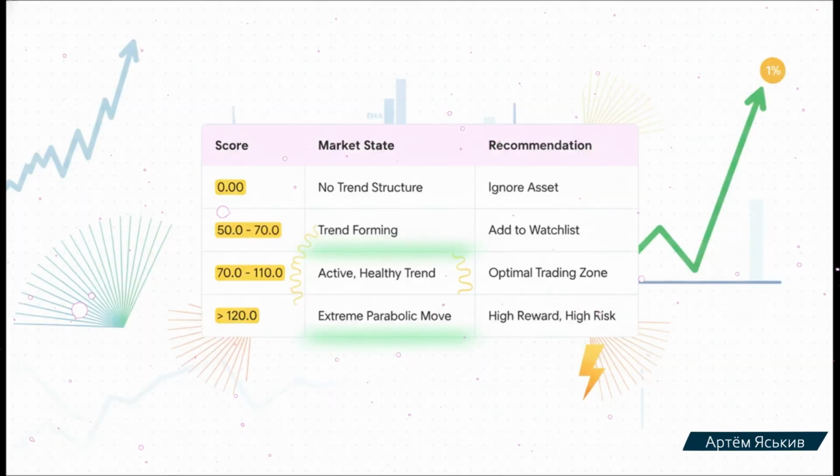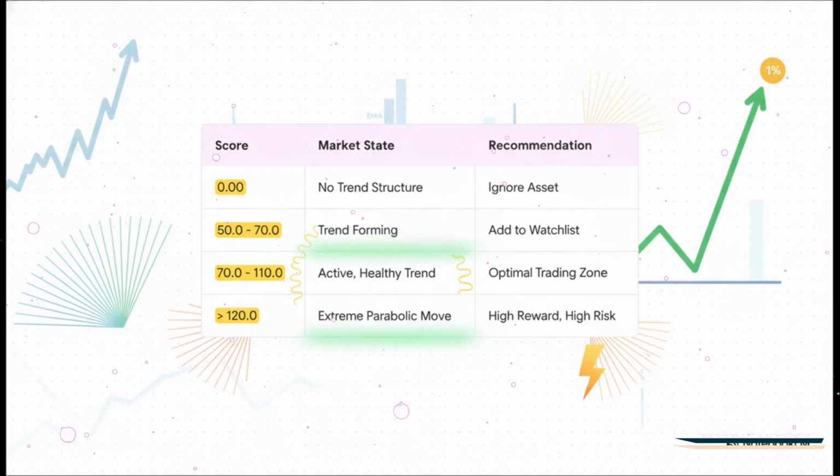And this table here, this is basically your cheat sheet for reading the signals. If you see a 0, just ignore it, move on. If it's between 50 and 70, okay, a trend might be forming. That's one to add to your watch list. Now the sweet spot, what they call the optimal trading zone, is right there between 70 and 110. But if you see a score over 120, whoa, that's a heads up. You're looking at an extreme parabolic move. Could be huge rewards, but you better believe it comes with high risk too.